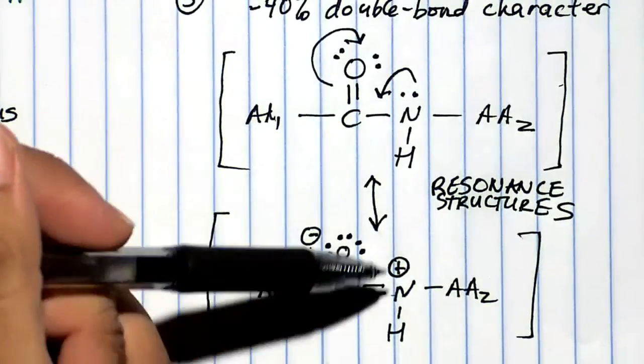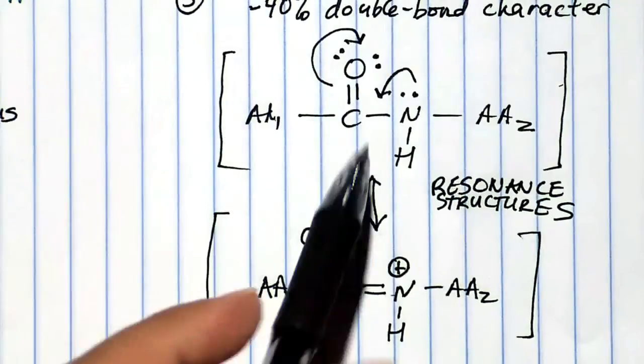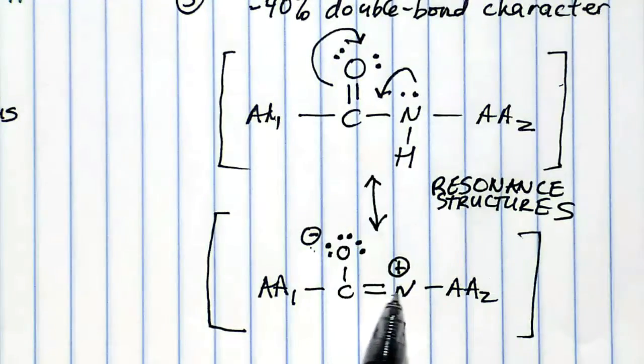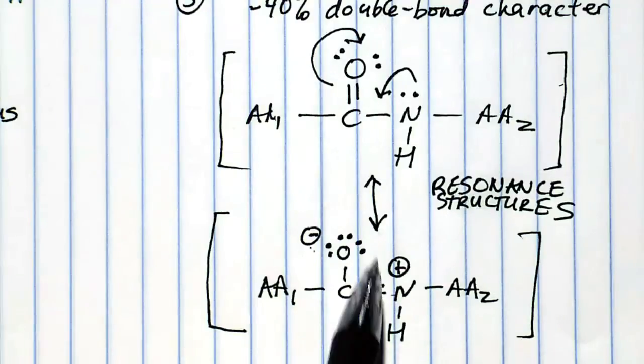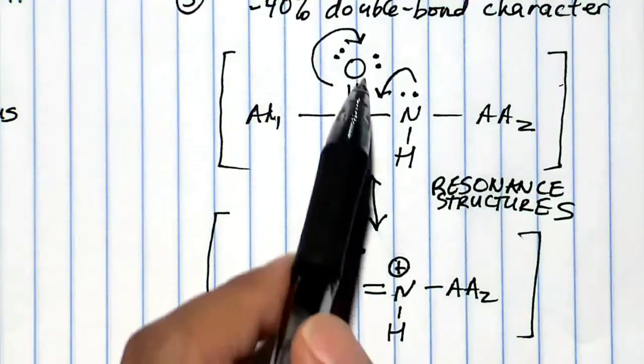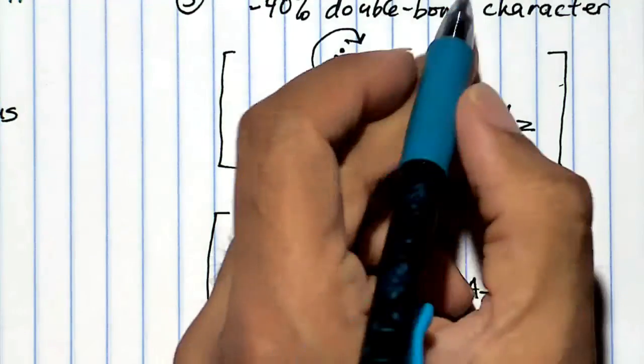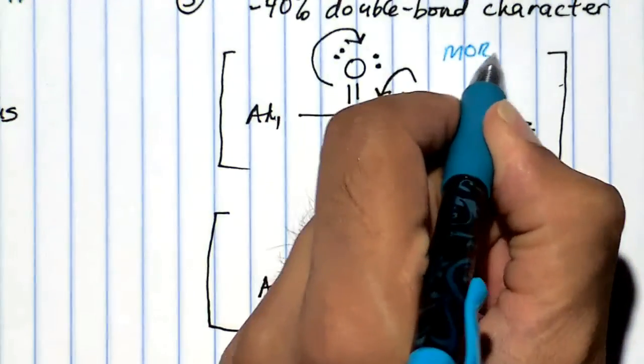So this can go back and forth. We have the peptide bond going back and forth between a single bond between the C and the N and a double bond between the C and the N. Now, which form of the resonance structure is more stable? That's a question that I'd like to pose to you. All right, so this is actually the more stable resonance structure.